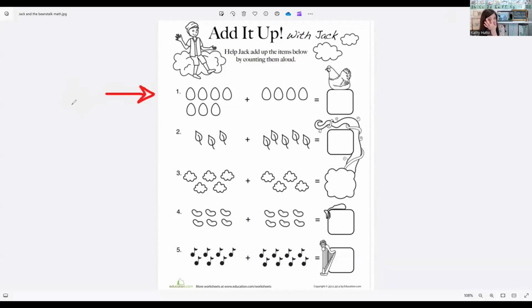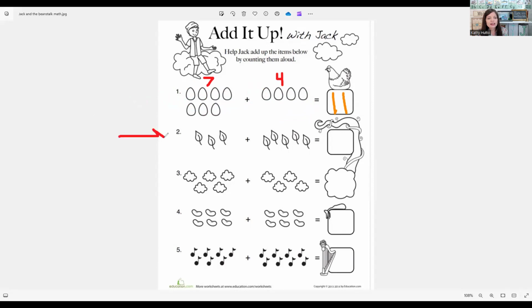Jack will find a hen that lays golden eggs. There are 7 eggs here and 4 eggs here. I want to know how many golden eggs all together. So let's count all the eggs. 1, 2, 3, 4, 5, 6, 7, 8, 9, 10, 11. 11 is written 1, 1. 7 plus 4 equals 11.